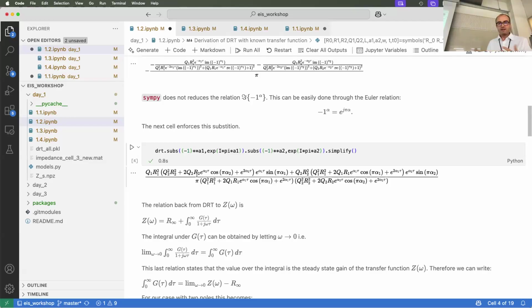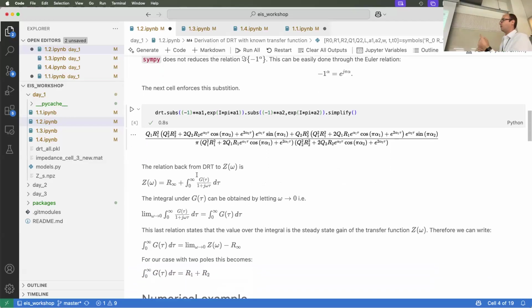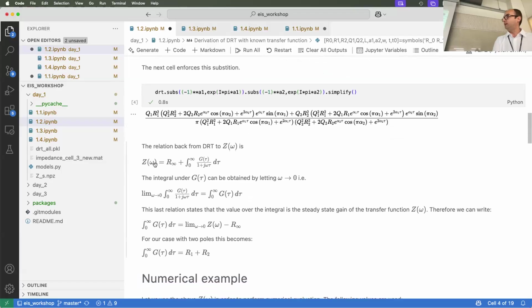That's it. So let's go backwards now. Let's say that I have the DRT, and I want to calculate the impedance. I know the serial resistance. I will integrate this, and I should get the impedance back. If I integrate from 0 to infinity, I should get the polarization resistance, and so on. So let's do it.